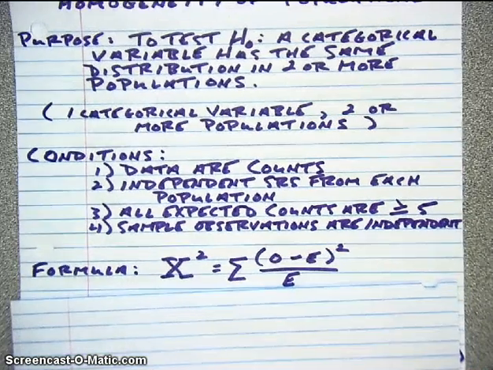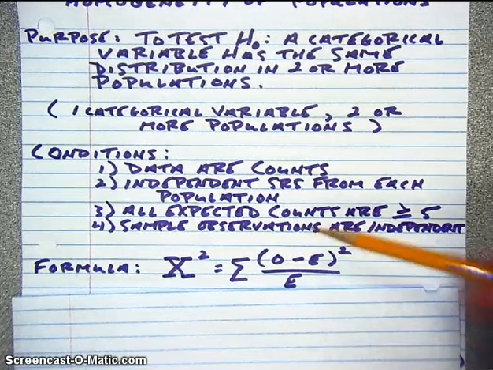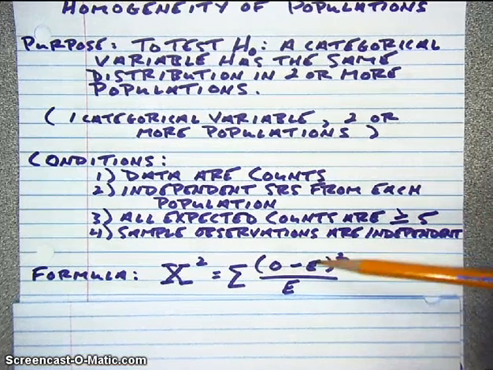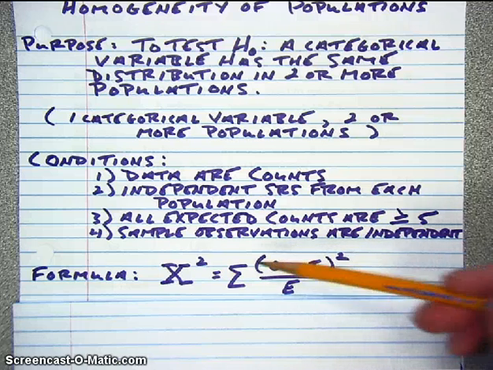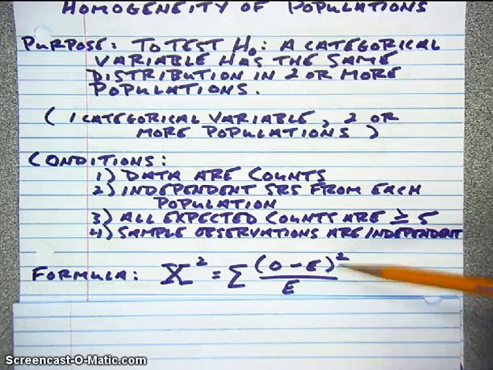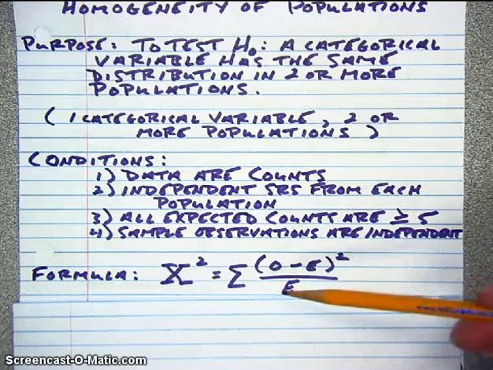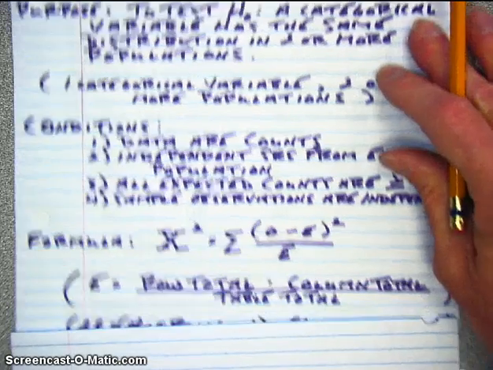The formula for the test statistic is the same. For each cell in your two-way table, you calculate the difference between the observed count and the expected count, square it, divide by the expected count, and then sum up all of those components for every cell in the table, and that gives you your chi-square statistic.